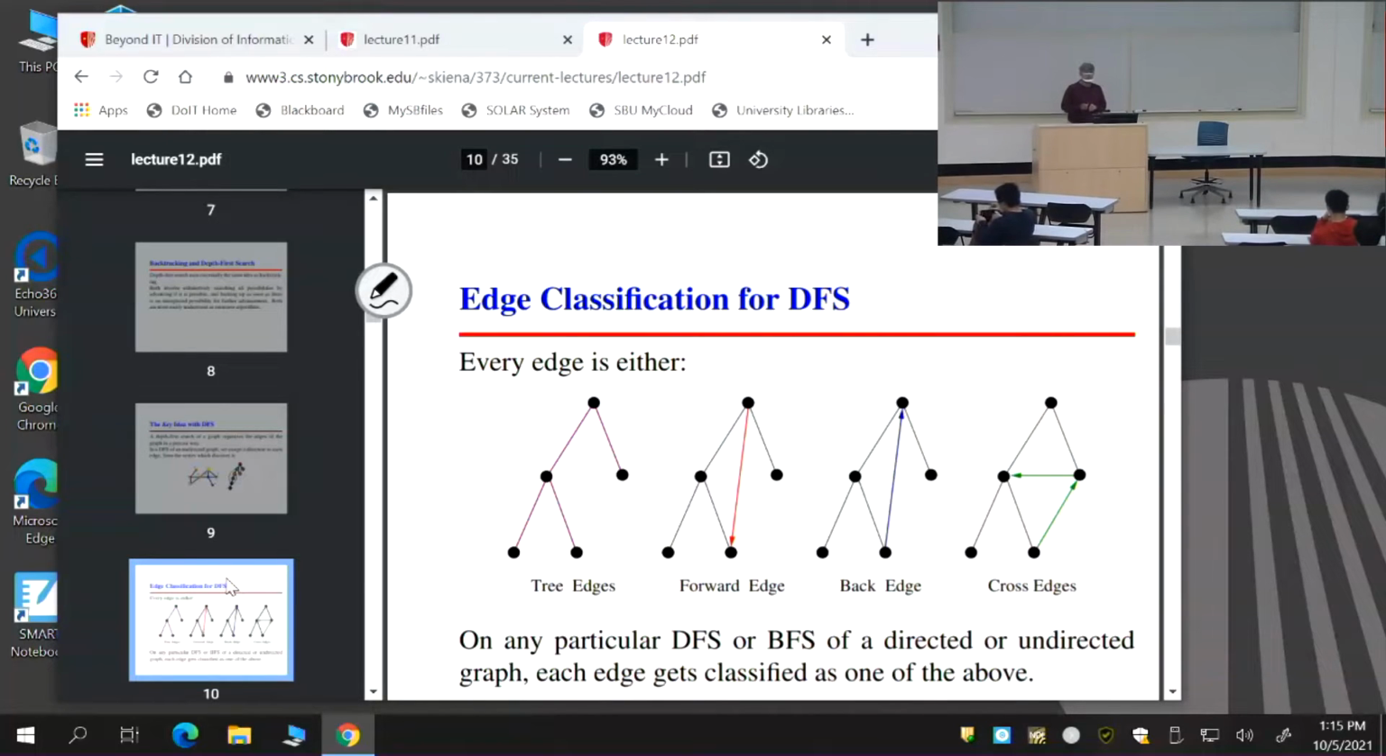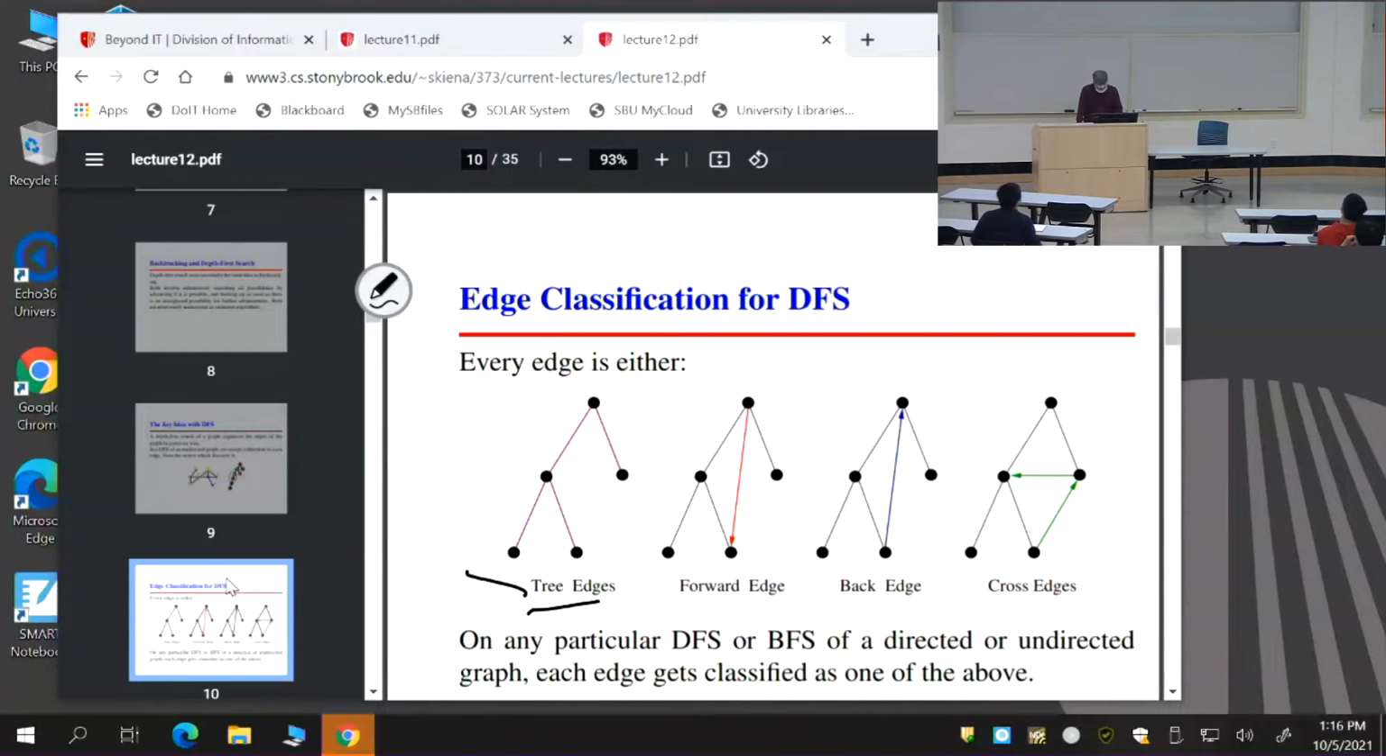Last class we started talking about BFS. Along the way, it's going to be visiting and discovering new edges. Okay? When an edge discovers a vertex that had never been seen before, that is what we call a tree edge. Okay?